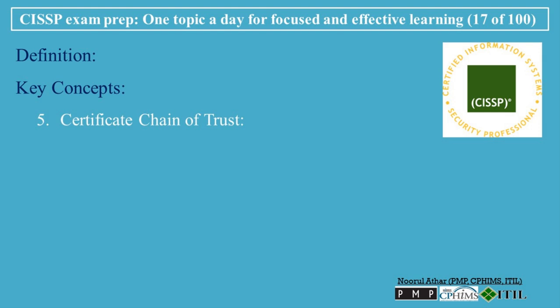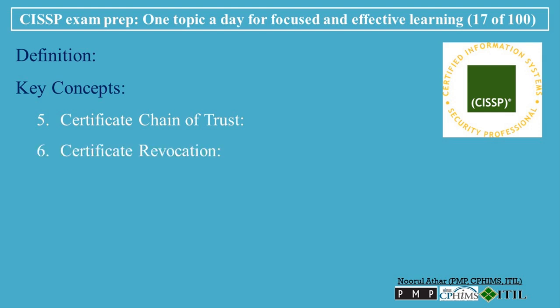5. Certificate chain of trust. The chain of trust starts with a root CA, which is self-signed and trusted by browsers, operating systems, and other devices. The root CA issues certificates to intermediate CAs, and these CAs issue certificates to end entities, e.g., websites or users. When a digital certificate is presented, such as during an HTTPS connection, the recipient, e.g., a web browser, checks the entire certificate chain, starting with the end entity certificate, through any intermediate CAs, up to the trusted root CA.